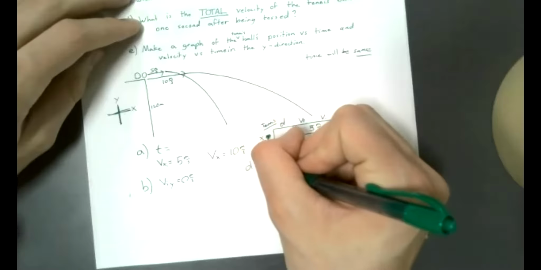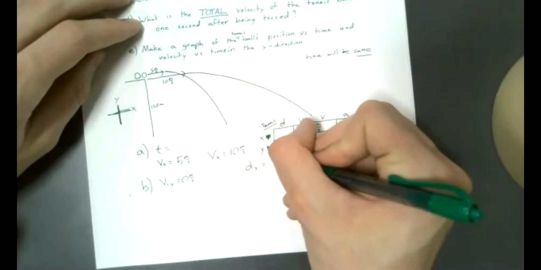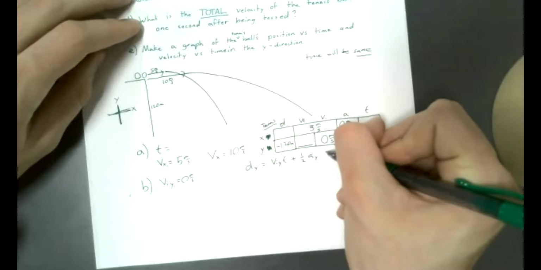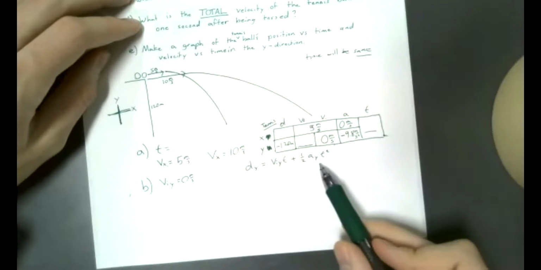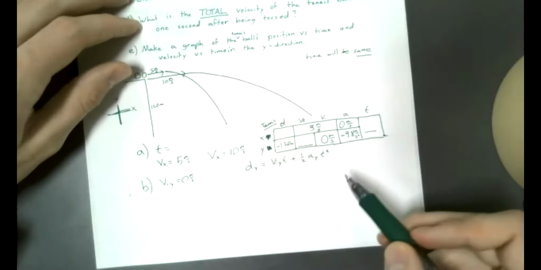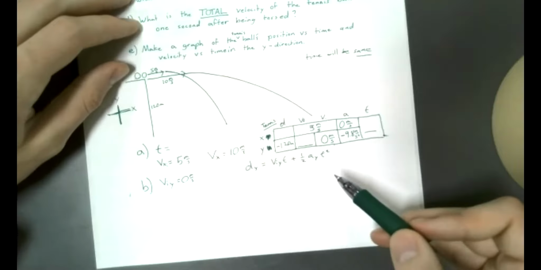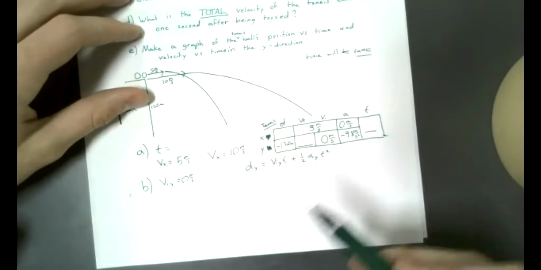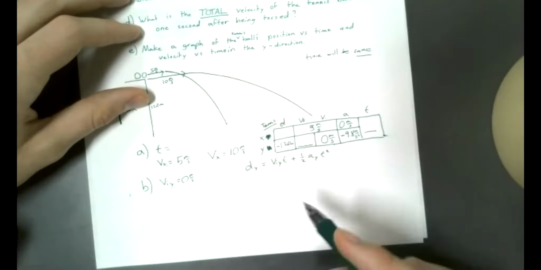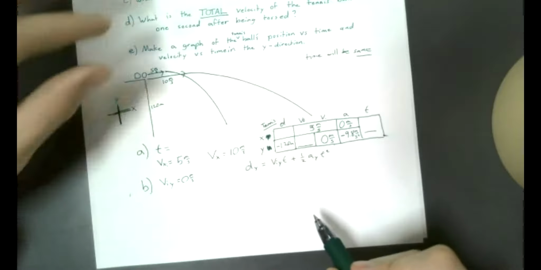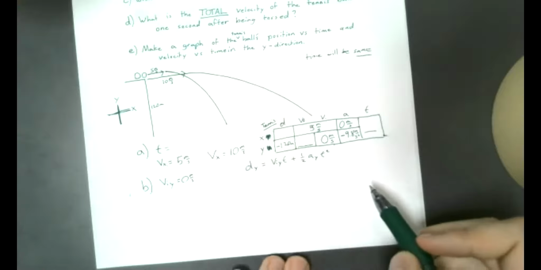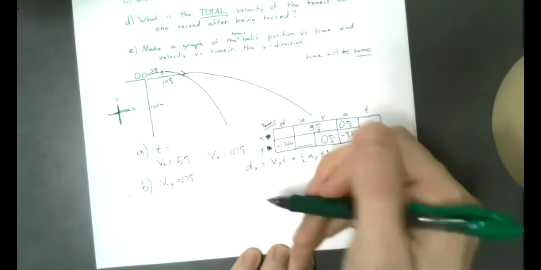So I can use dy equals viy t plus 1/2 ay t squared. Now, putting the little y's next to my letters is a good way to remind myself to use Y variables, but it's not required. So don't think you have to put the little y's or the little x's in when you do the AP exam, but it helps me keep straight that I'm plugging in Y numbers and can't plug in X numbers.